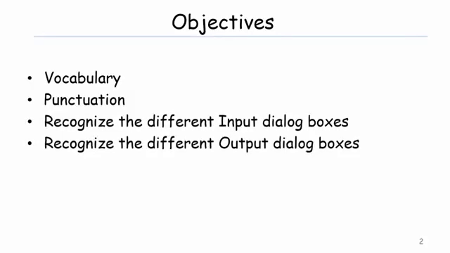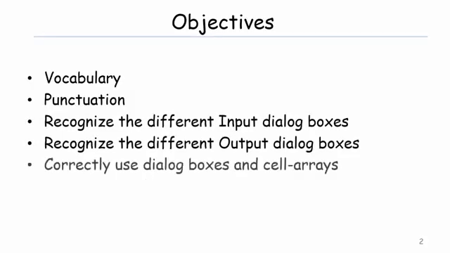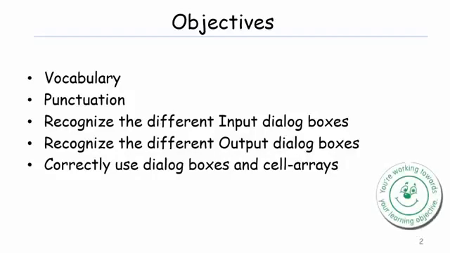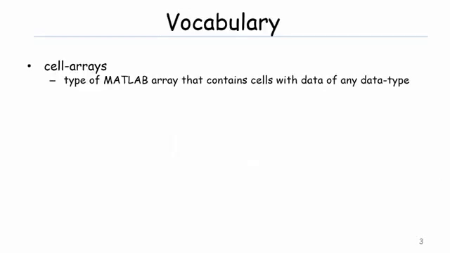Recognize the different input and output dialog boxes that exist and correctly use the dialog boxes in cell arrays. Now remember what cell arrays are. They are a type of MATLAB arrays that contain cells with data of any data type. So I can put numbers, I can put strings, I can put vectors, I can put another cell array in there. And the reason why we bring them up here is because a lot of the dialog boxes deal with cell arrays. Whether they need them as arguments or they return a value like that, they're definitely involved dramatically with cell arrays.